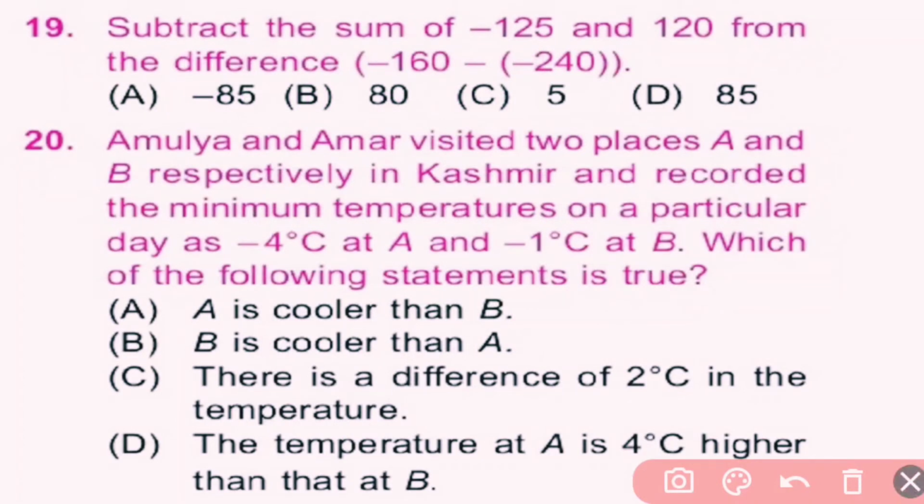Question number 19. Subtract the sum of minus 125 and 120 from the difference of minus 160 and minus 240. Now here we first find out the sum of minus 125 and 120. Sum of means addition. Now here minus plus plus, and the sign is of the big number. So minus 125 plus 120 is minus 5.